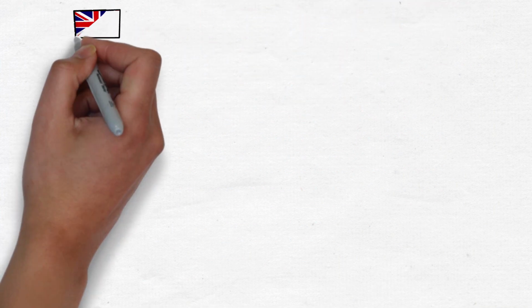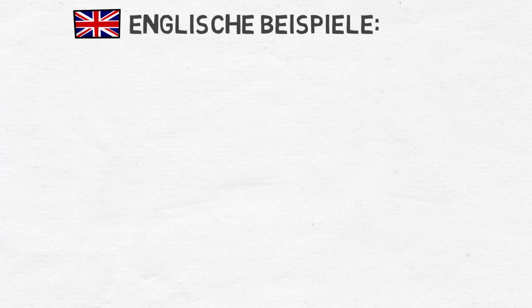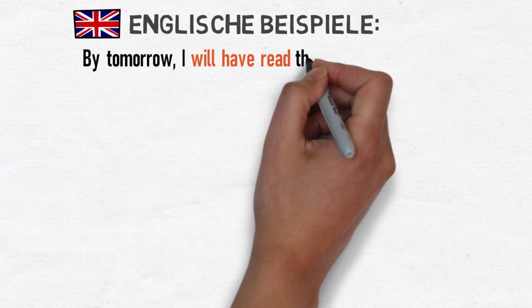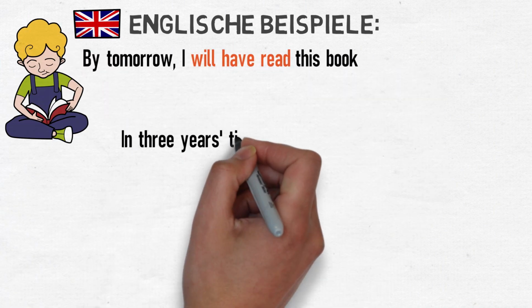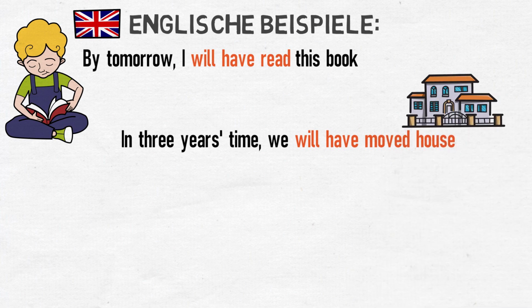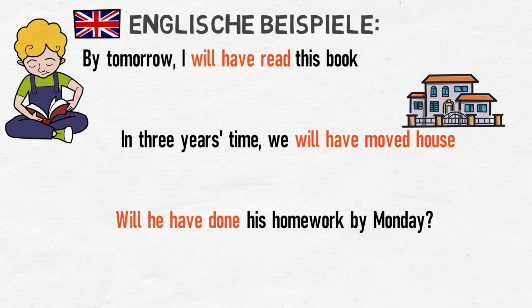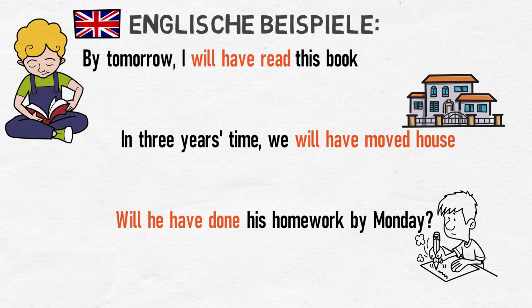So let's look at some examples in English. Firstly, let's look at things that will have been done by a certain point in the future. By tomorrow, I will have read this book. In 3 years' time, we will have moved house. Will he have done his homework by Monday? Notice that in these sentences we need to have a time phrase, usually with the word by, to indicate that we're talking about what will have happened by this certain point in the future. Without the time phrase, it could be insinuated that we're referring to a likely outcome of, or an assumption about, a past action. Let me explain with an example.